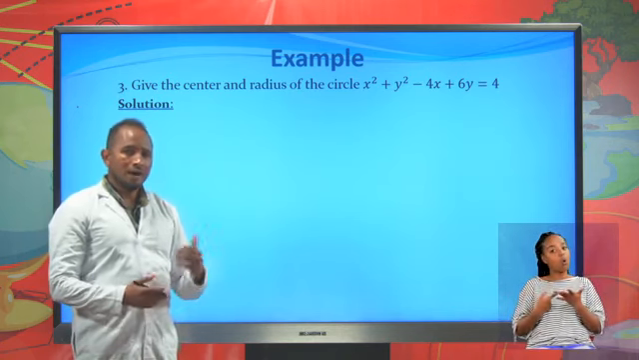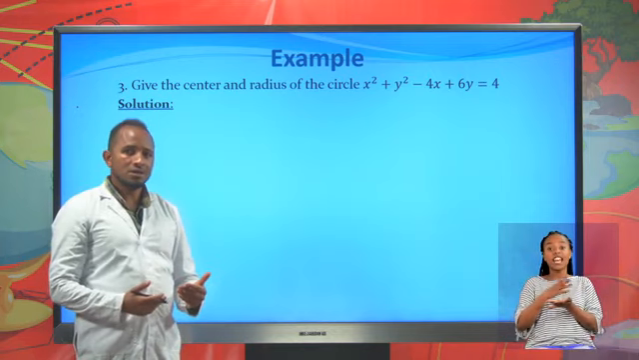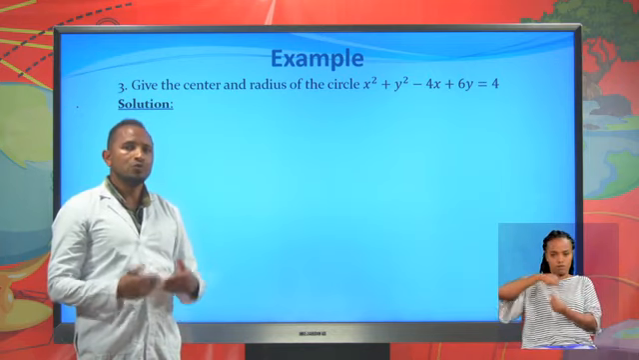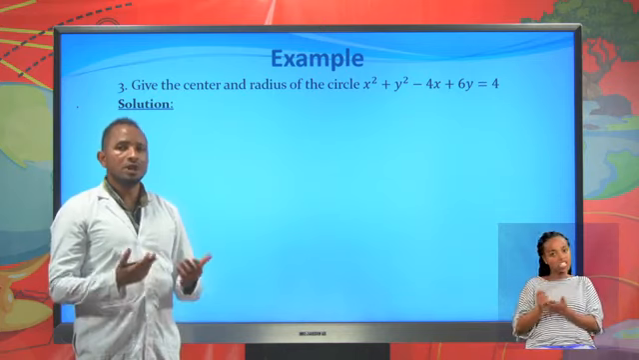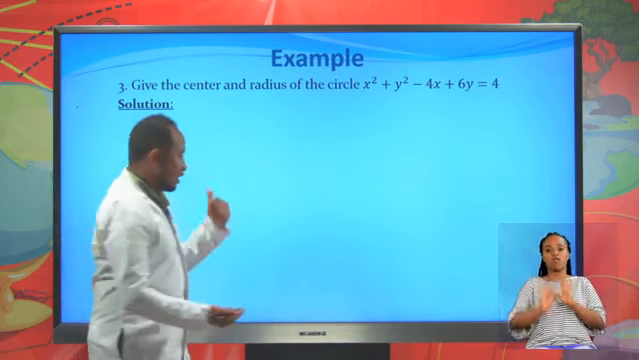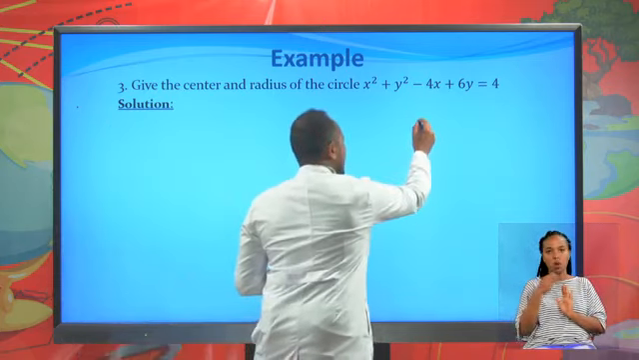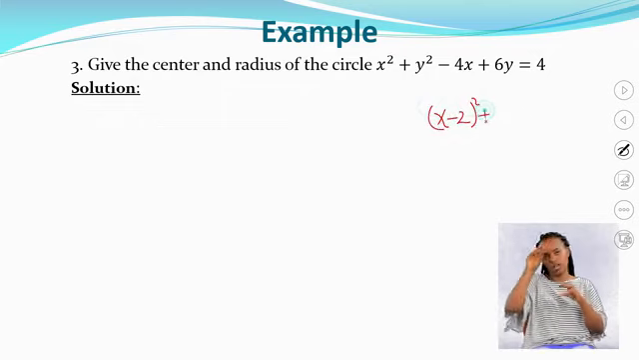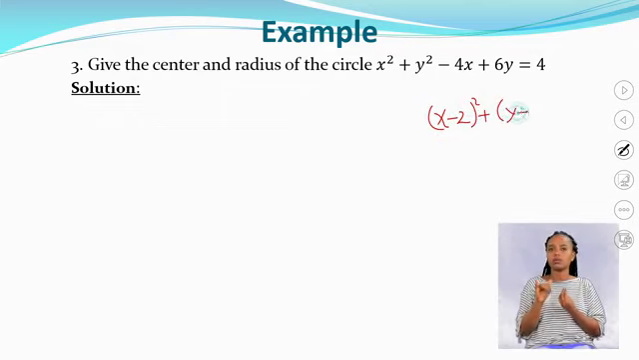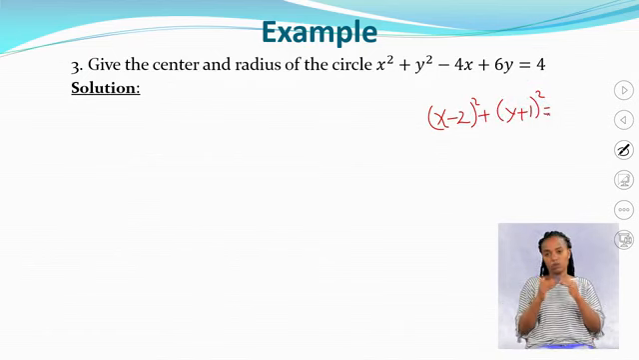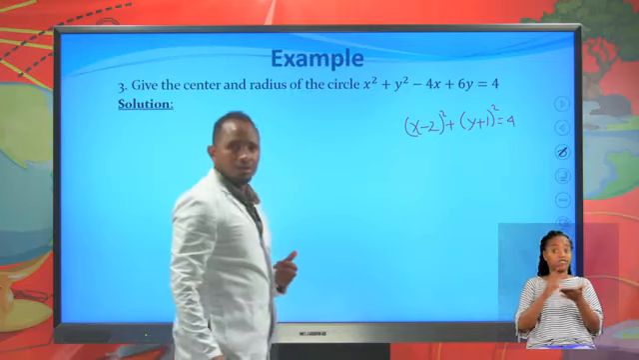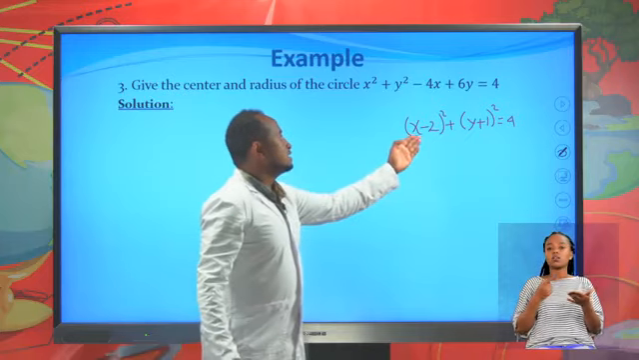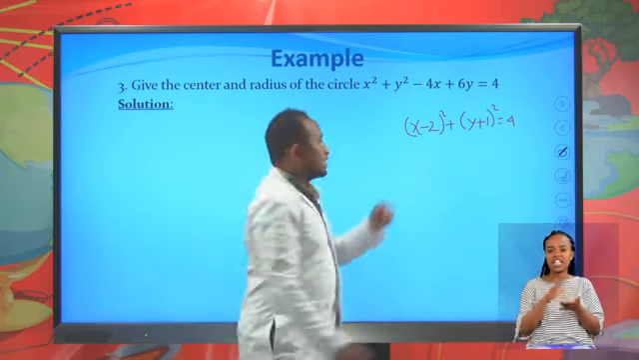So to find the center and the radius of a circle, you need to write the equation in standard form. For example, if you have the equation of a circle in this form, (x minus 2) the whole squared plus (y plus 1) the whole squared is equal to 4. If you have this form, you can easily see the center and the radius.